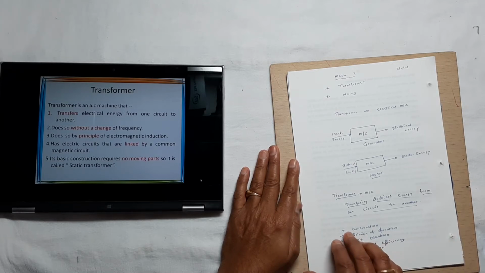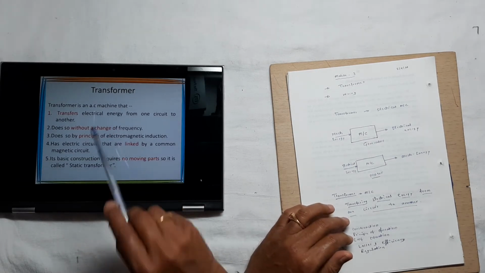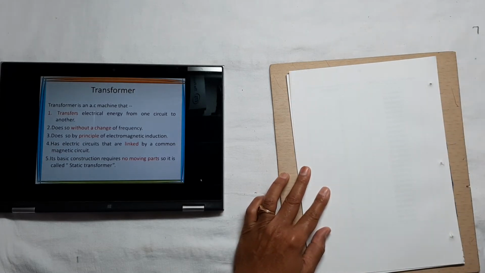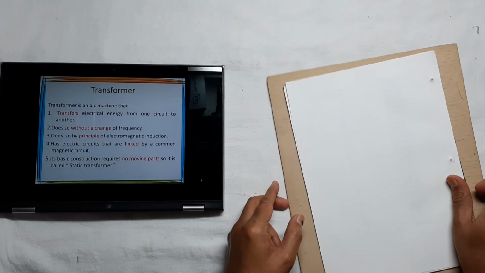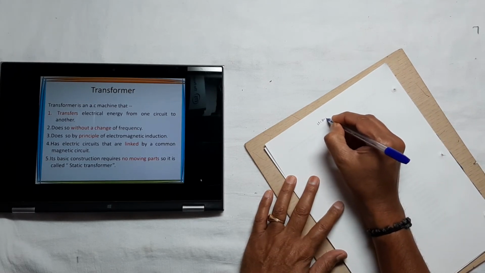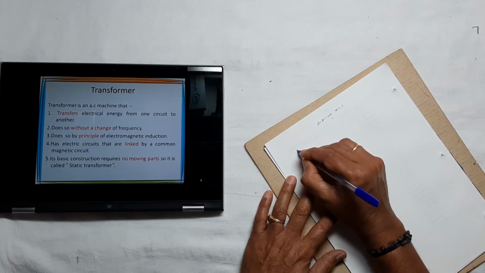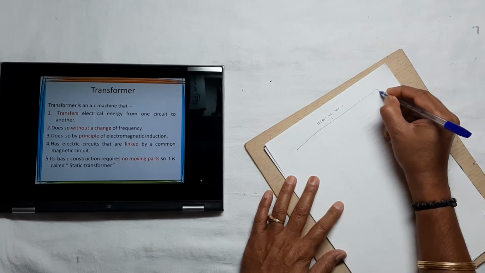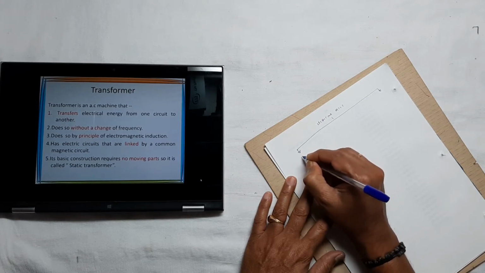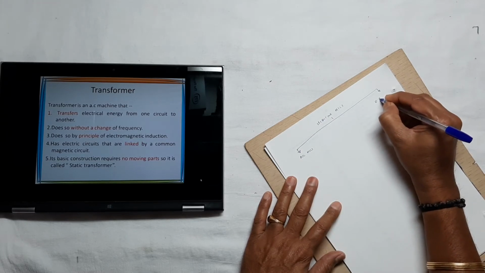Here we are pointing out some of the important points. The transformer is an AC machine. I told you it is an AC machine. Basically, the electrical machines are classified under two different heads. One is called as the AC machines, then we have got the DC machines.